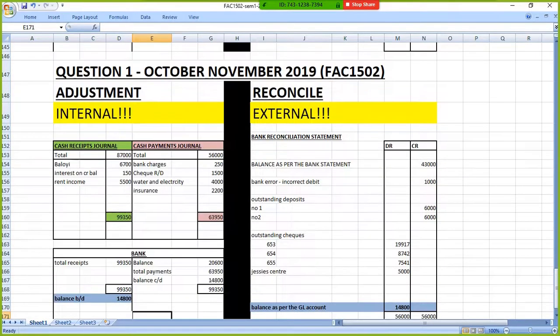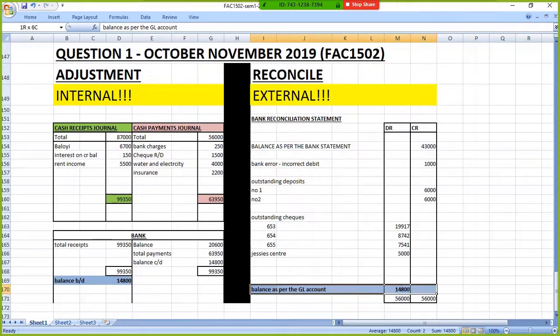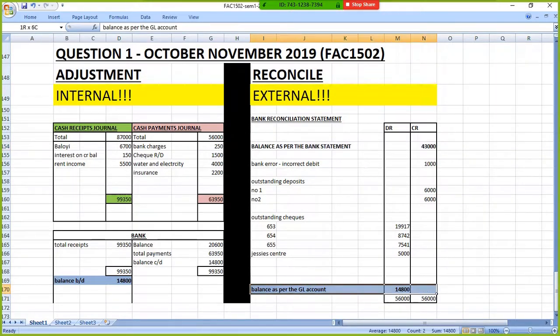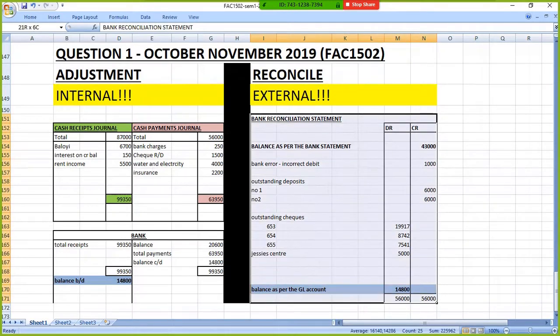So why would you say balance as per the general ledger account at the end there? Because you're reconciling the bank statement balance to your books. Okay. Right, that's the structure. This is the structure for the bank recon. It's like a template. Right.